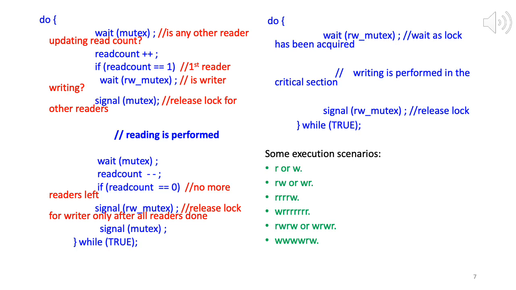So remember that if the writer has acquired the read write lock, the reader has to wait for it, and if the reader has acquired the lock, the writer has to wait for it. Okay. Now looking at the third scenario, a bunch of reads followed by a write.